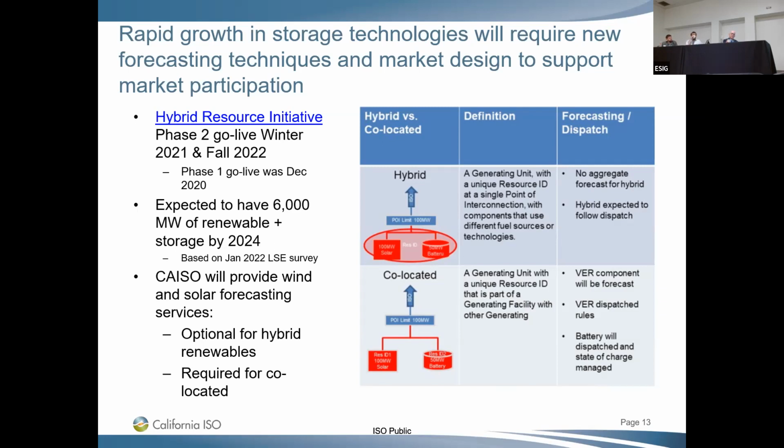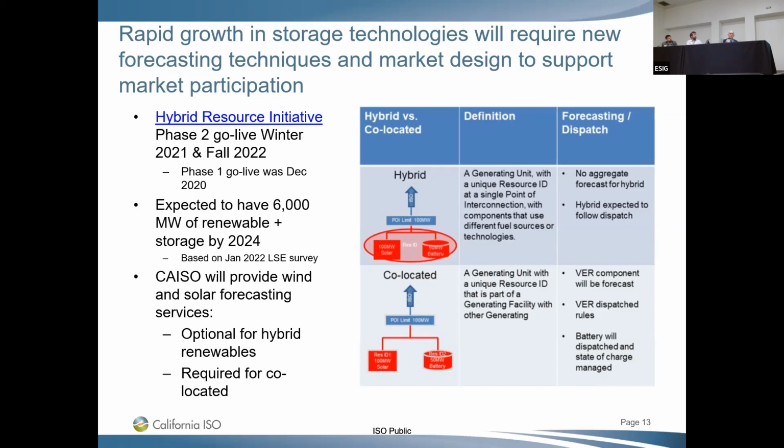The different pieces of benefits and dispatch and forecasting for hybrid versus co-located. There's no aggregate forecast for the hybrid resource. We don't produce an aggregate forecast. That's the responsibility of the hybrid resource owner to do. We will provide a forecast for the component underneath the hood. So if there's 100 megawatts of solar, we'll provide a forecast for the 100 megawatts of solar to the SC, the scheduling coordinator, and then they choose how to use that 100 megawatts with the battery and what battery behaviors they want, if they want it to charge or discharge, what they want to do on that.